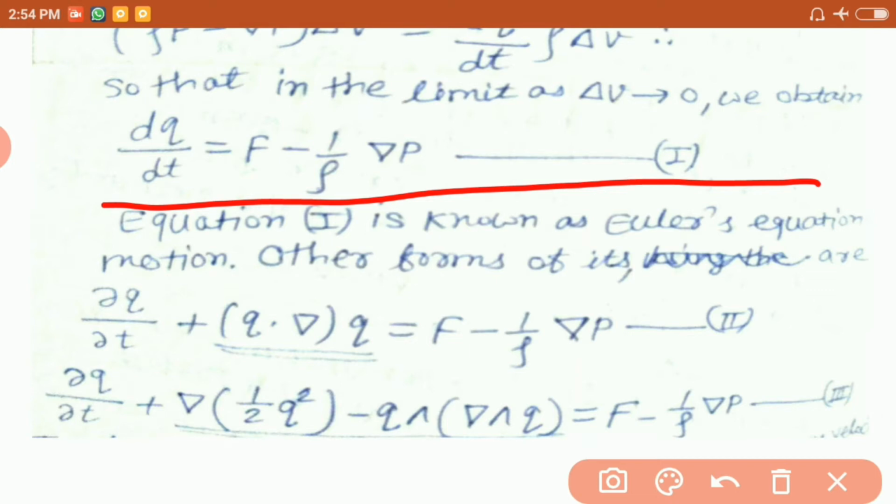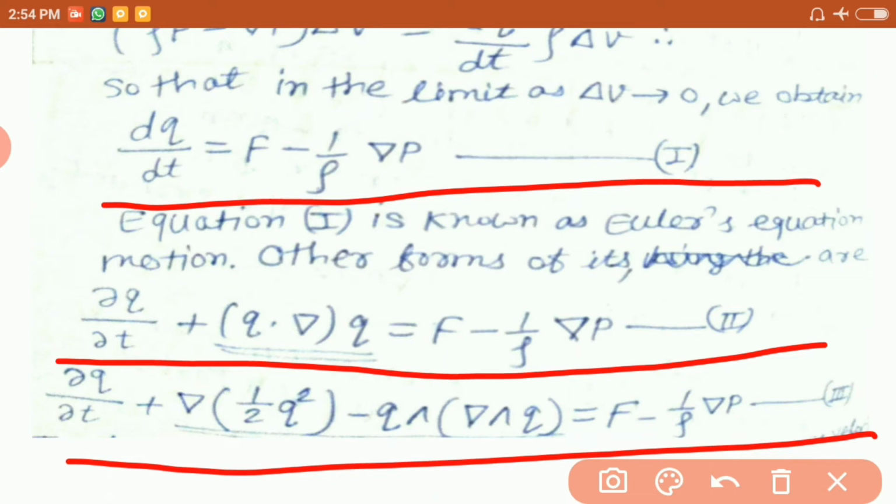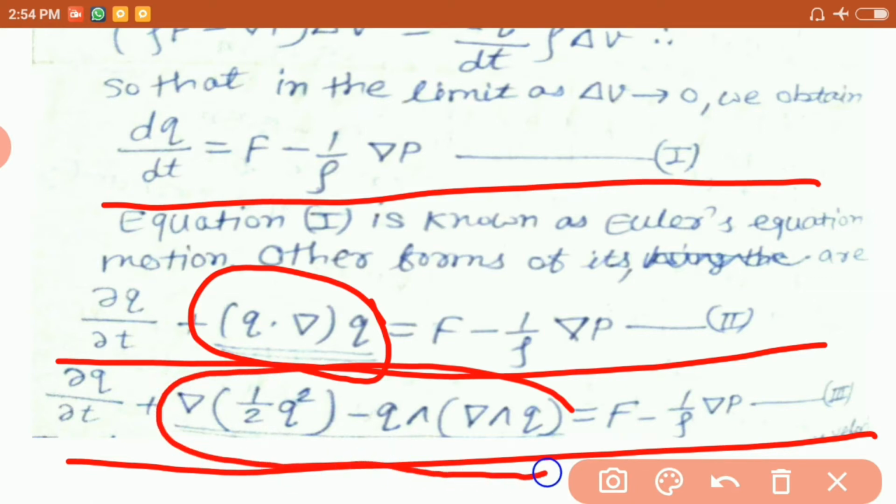Other forms of the Euler equation of motion are this equation second and this equation third. We know (q dot del) q is del of (1 by 2 q squared) minus q cross (del cross q). So in place of this we can write this and we get equation third.